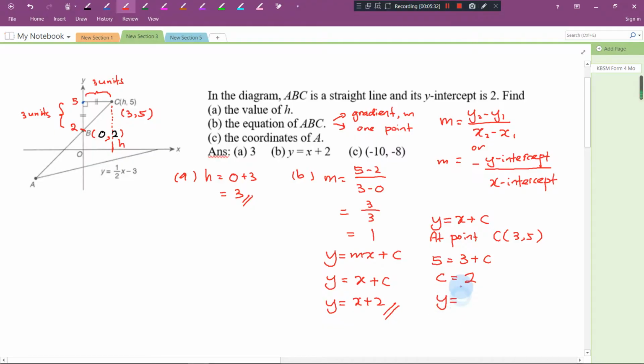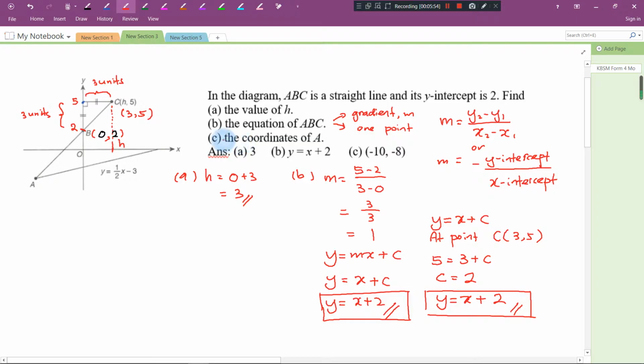So y is equal to x plus c. We know the c is equal to 2. Okay, so this is the answer. You see, both methods will give you exactly the same answers. Okay, just remember, when you want to find the equations of a straight line, two things: gradient, 1 point.